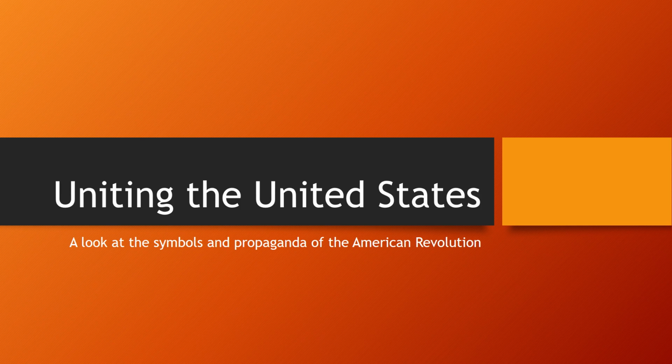We're going to talk a little bit about what I call uniting the United States. This is a look at the symbols and propaganda used during the American Revolution. Take a look at what those symbols meant and how some of them have remained symbols throughout the history of the United States and how some of them still survive today.